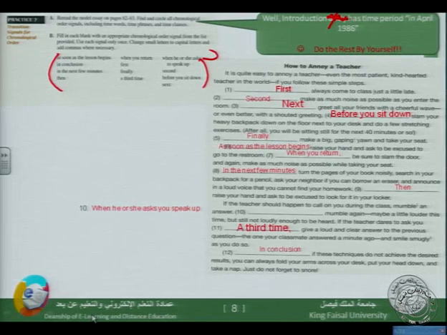And in conclusion, if these techniques do not achieve the desired results, you can always fold your arms across your desk, put your head down, and just take a nap. Just do not forget to snore.